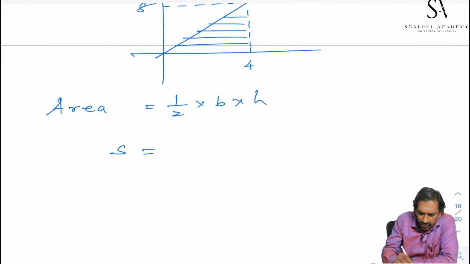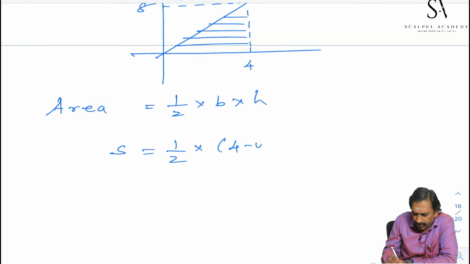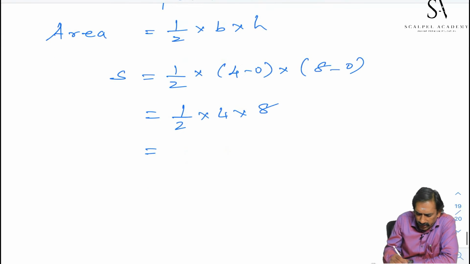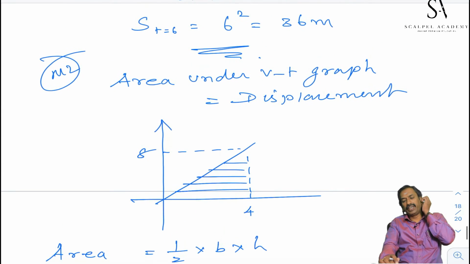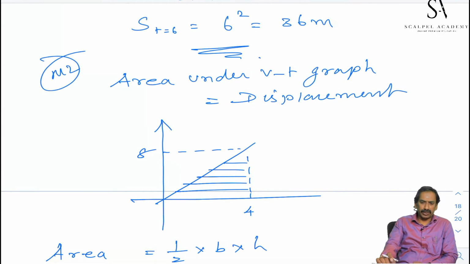So half, base 4 minus 0, height 8 minus 0, that's equal to half into 4 into 8, that's equal to 2 into 8, that's equal to 16 meter. This is another method. Area under the VT graph gives displacement.